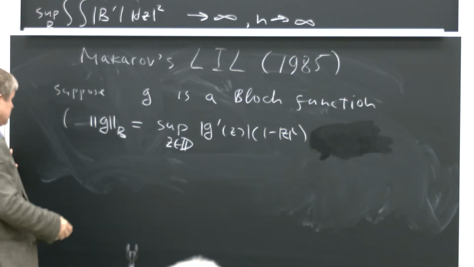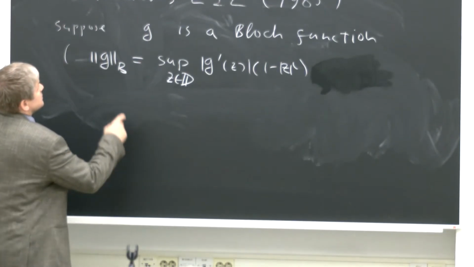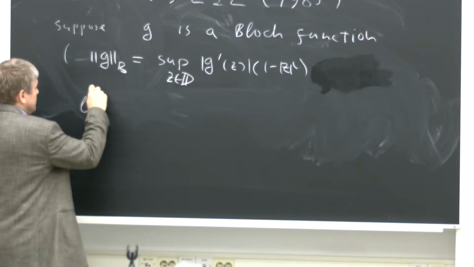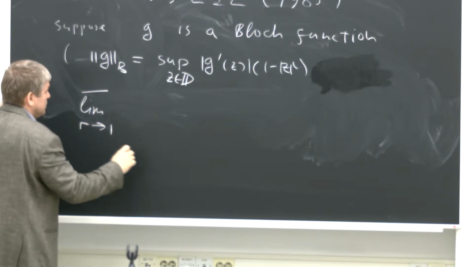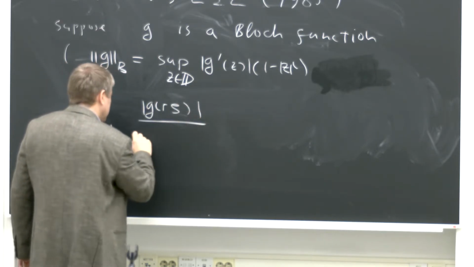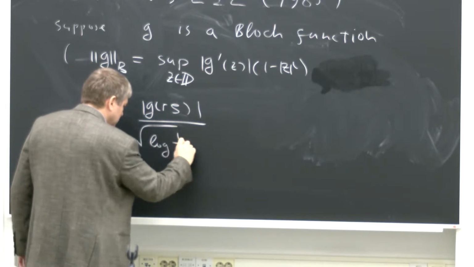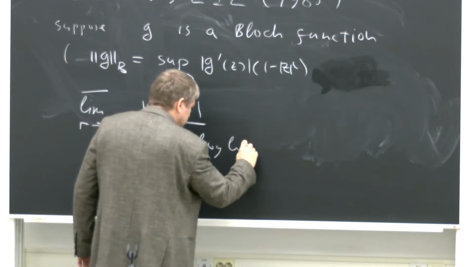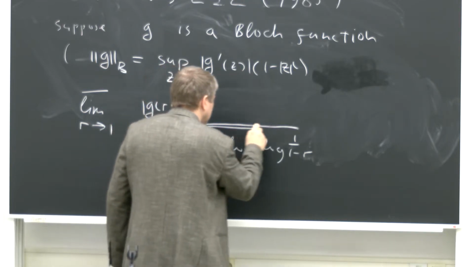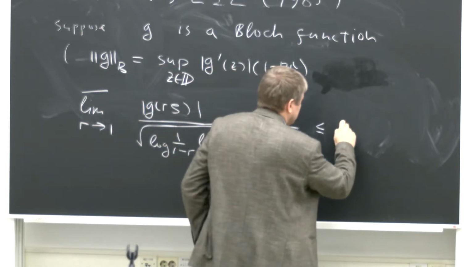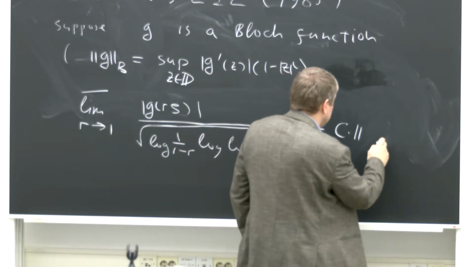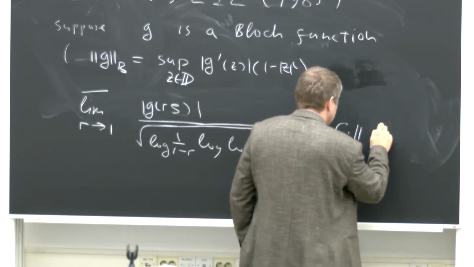Makarov shows that in 1985 the upper limit, when r tends to 1, of |g(rζ)| divided by square root of log 1/(1 - r) times triple log, is less or equal to some constant C. In fact, this C is 1, which was shown by Pommerenke, but Makarov showed this inequality.